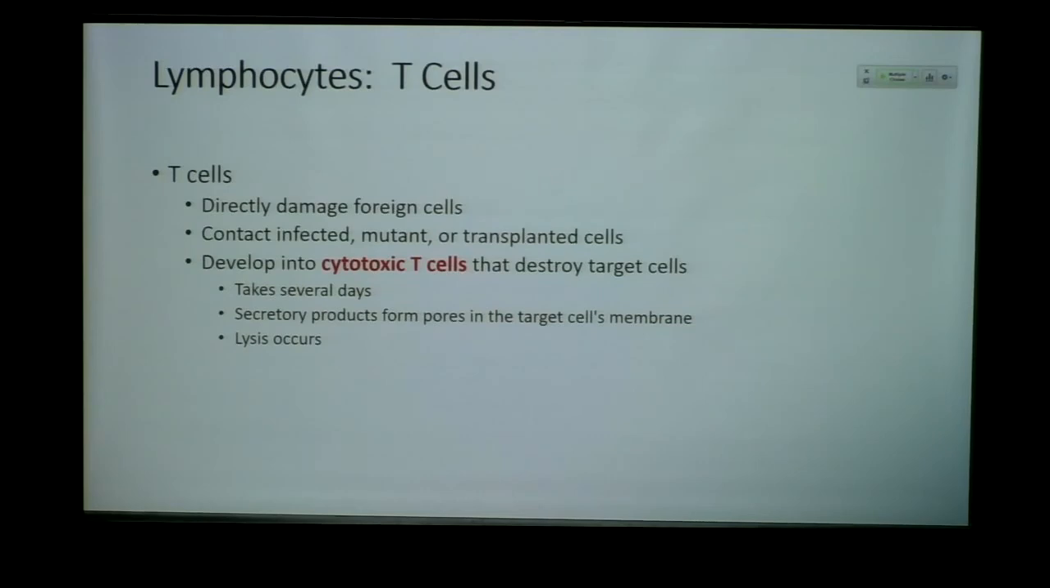So anything that the body identifies as foreign, which may be some type of transplant or a foreign substance, will elicit this response. Now they differentiate into what are called cytotoxic T cells, and these cytotoxic T cells are the ones that are actually doing the destroying, okay? Now this takes a couple of days. This is why if you have a virus or if you have a cold or flu, you will take a while to mount that response, right?